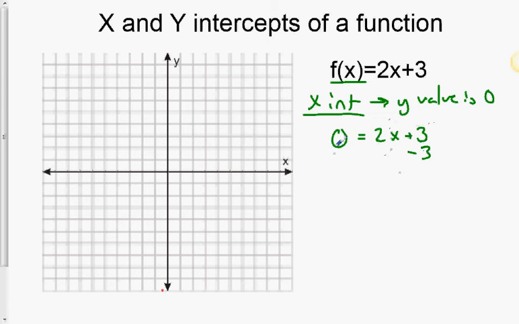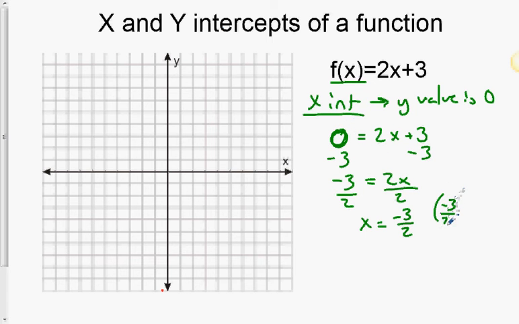So if we subtract 3 from both sides, we get negative 3 is equal to 2x. And if we divide both sides by 2, we get an x value that is equal to negative 3 halves. And that actually describes our x-intercept, because we set the y value, the f of x value, equal to 0. So this describes the point negative 3 halves, comma, 0 as an x-intercept. So that would be one x-intercept, and since this is a linear equation, we would expect it to only have one x-intercept.